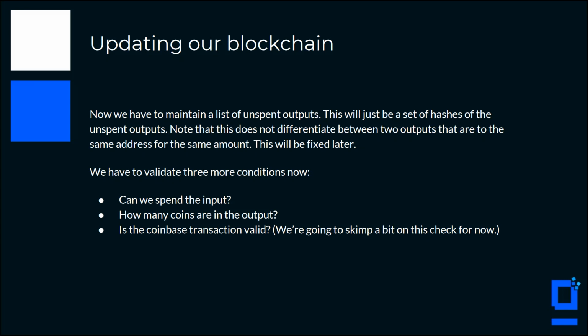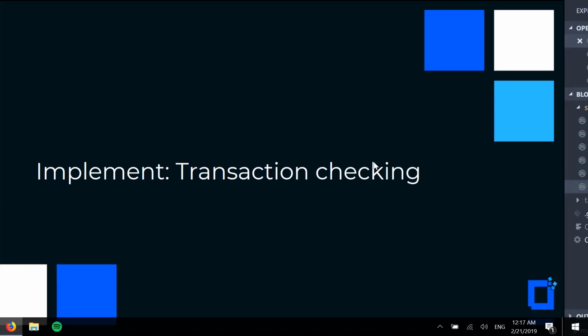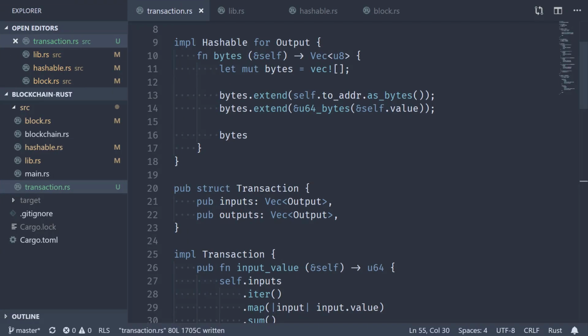But basically, we have to answer three new questions from our old validate function. Can we spend the input? That will be like, do all the inputs in this transaction exist in the unspent outputs pool? How many coins are in the output? We can just check the values using those convenient transaction value functions that we just wrote. And then, is the Coinbase transaction valid? Which for now is not going to be a very stringent check, but we'll still add it just for the sake of it. Okay, so let's jump back over to the code and do some of that validation.